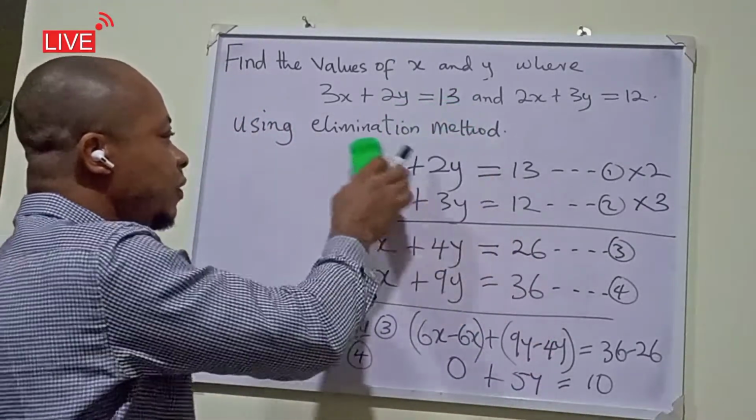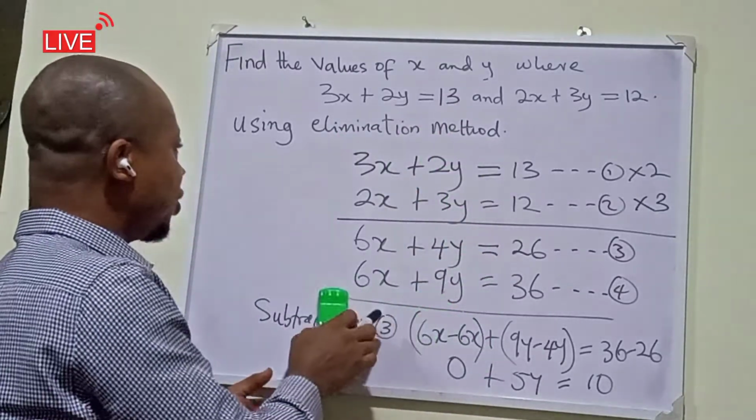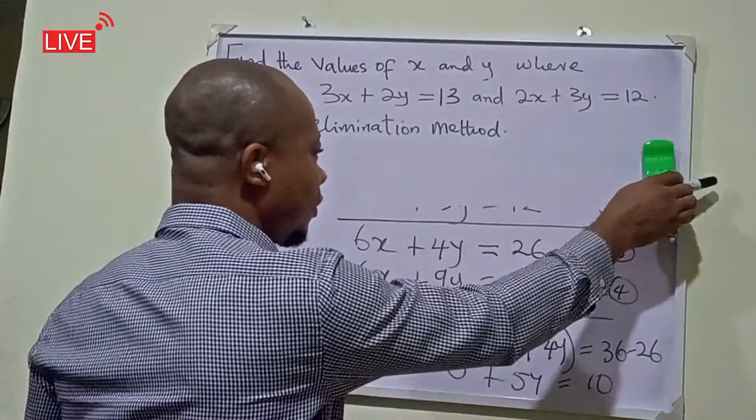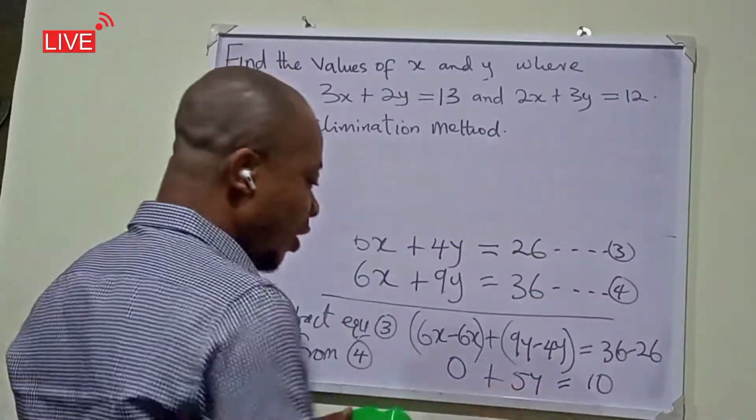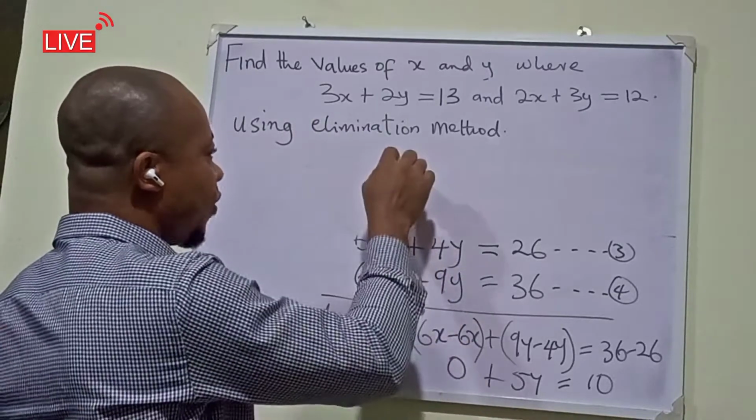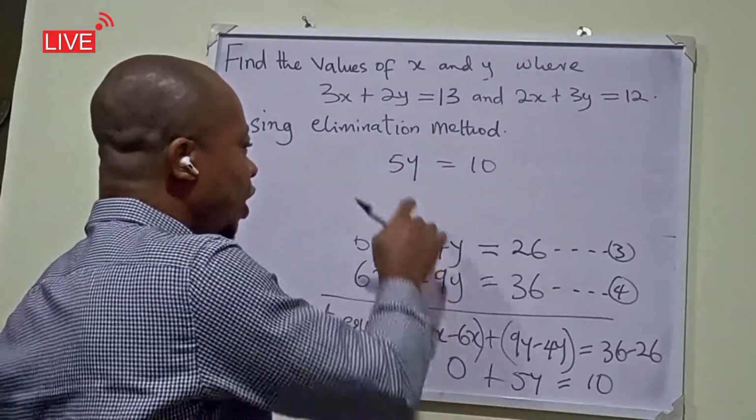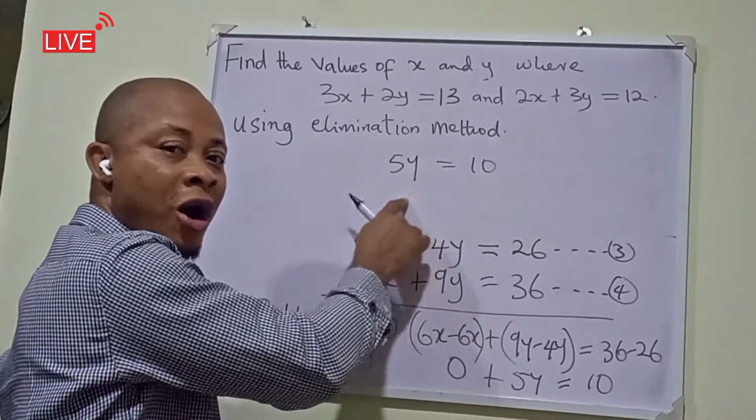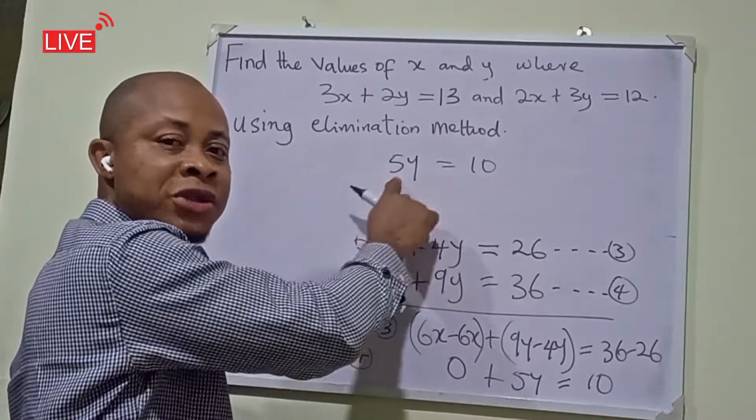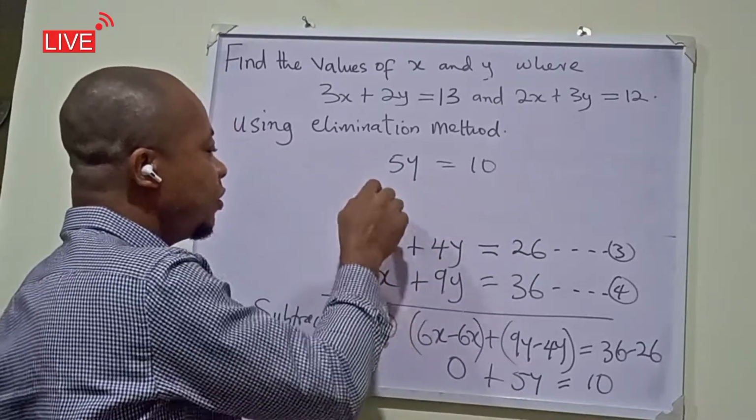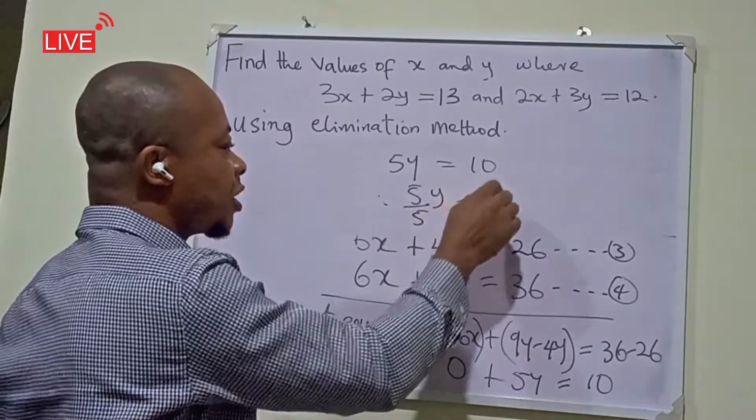Let's clean this upper part, okay, and continue. Alright, so we continue from here. 0 plus 5y will give us 5y equals 10. In order to get the value of y, divide both sides by the coefficient of y, which is 5. We say therefore 5y over 5 equals 10 over 5.